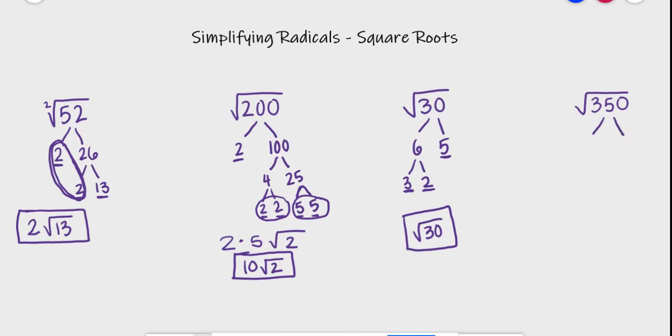I know that that is 35 times 10. And 35 is 7 times 5. 7 is prime, 5 is prime. 10 is 5 times 2. 5 is prime, 2 is prime.